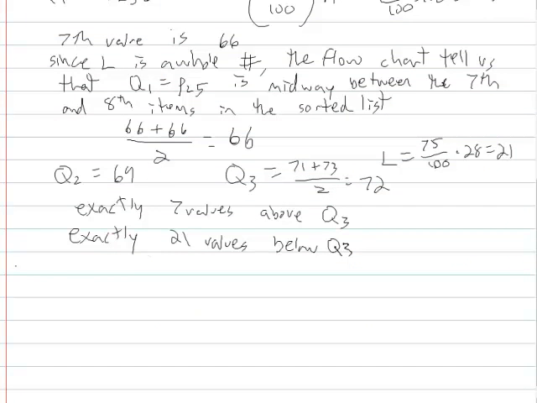Okay, when we put these things together, we get something called the 5-number summary, which is the minimum value, Q1, Q2, which is also known as the median, Q3, and the max.